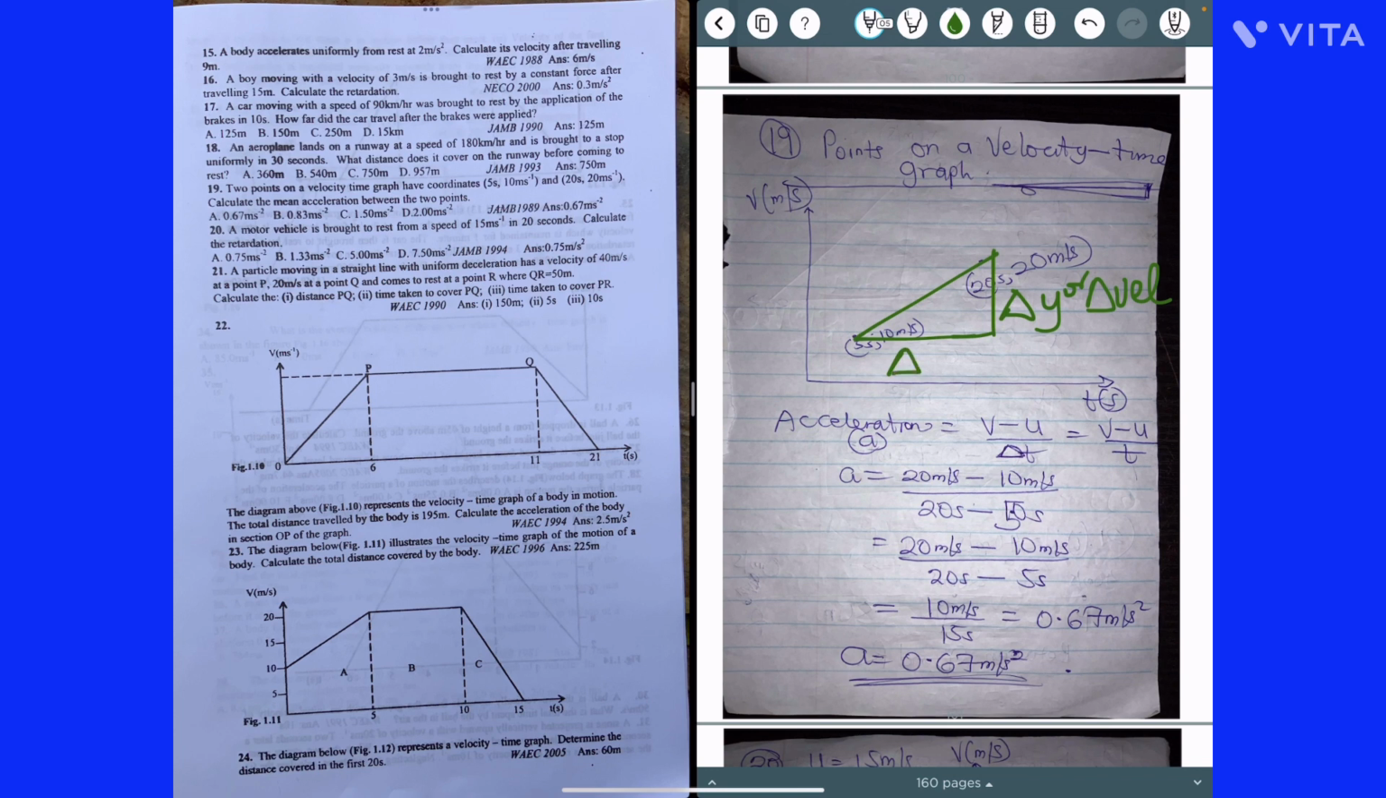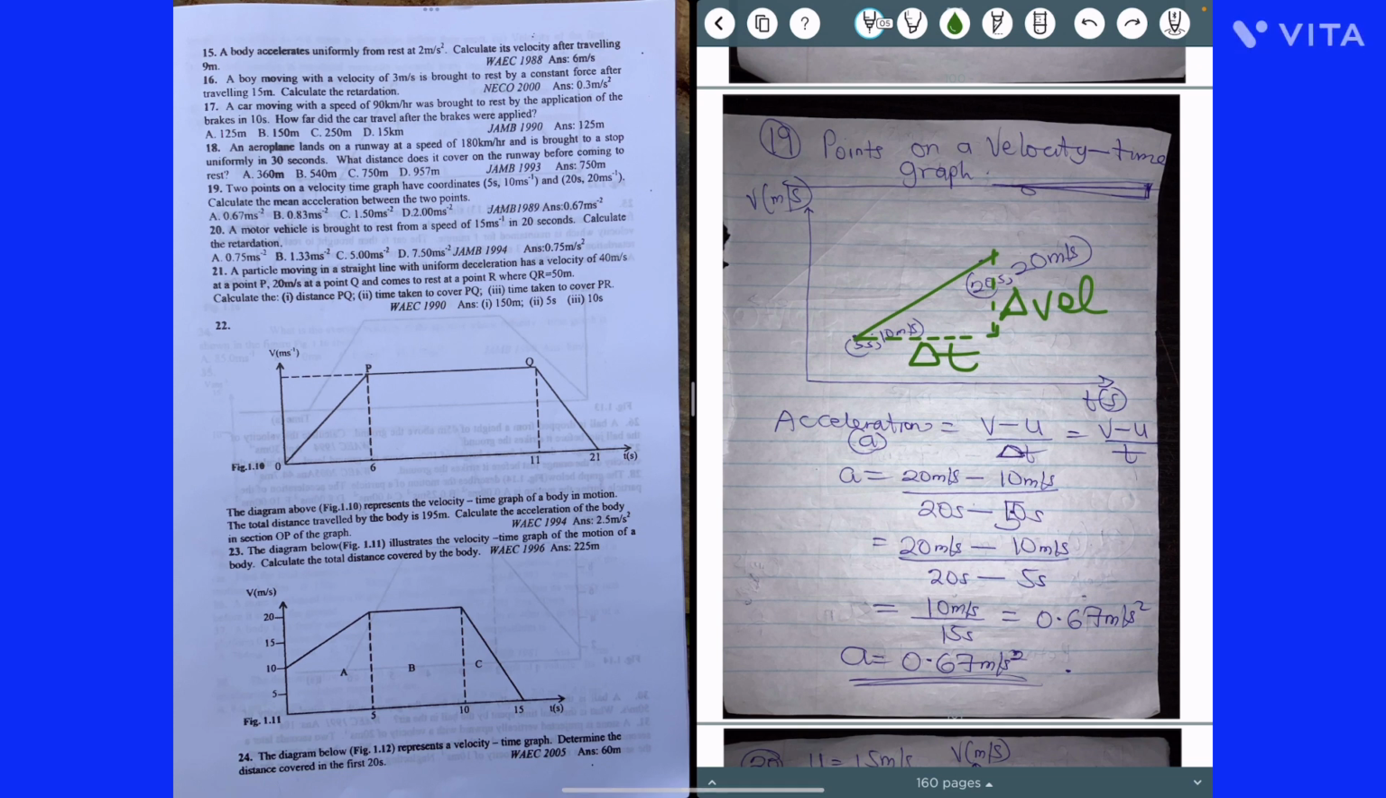Change in vertical over change in horizontal. So we do delta y over delta x to get our gradient, or delta v over delta t. Let me try and make that straight, and to show that it's not part of our graph, let me make it broken. So we do delta v over delta t to get our acceleration, because acceleration is change in velocity with respect to time, or change in velocity per unit time.